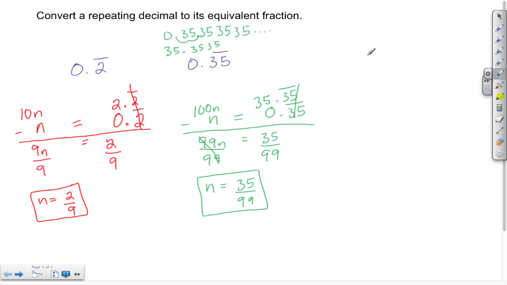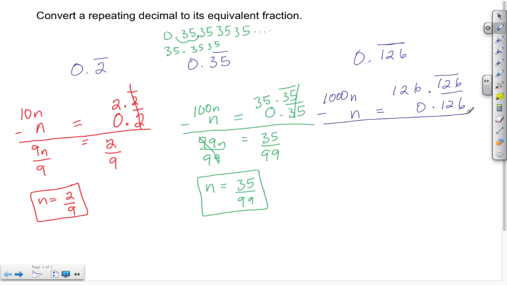And let's do another. Let's say this is 0.126 repeating. Three places repeating. So the first thing I do is set this equal to n. So n is equal to 0.126 repeating. It's three places repeating, so I multiply by 1000. Now I have 1000n is equal to 126.126 repeating.